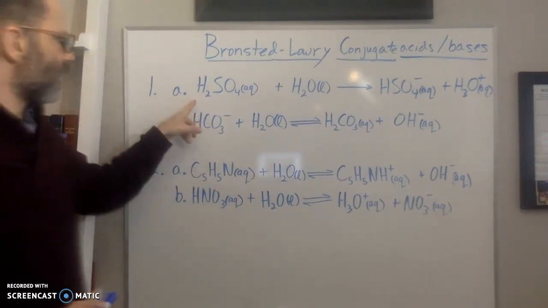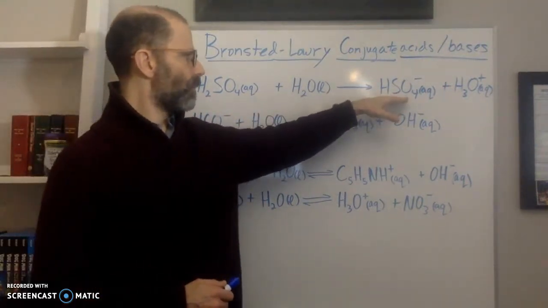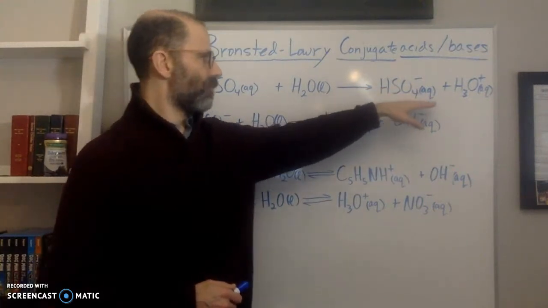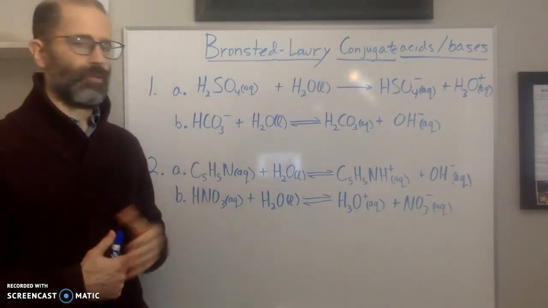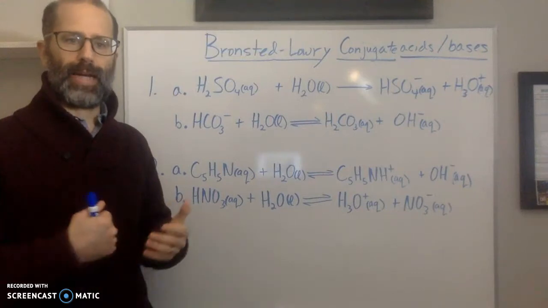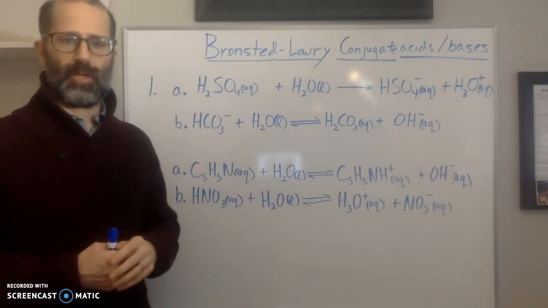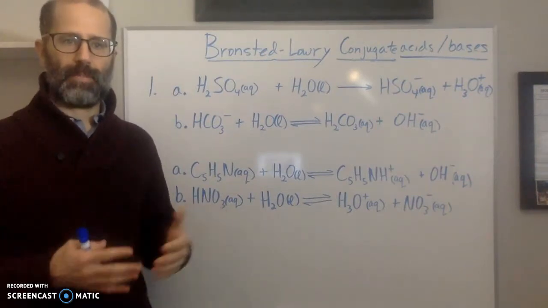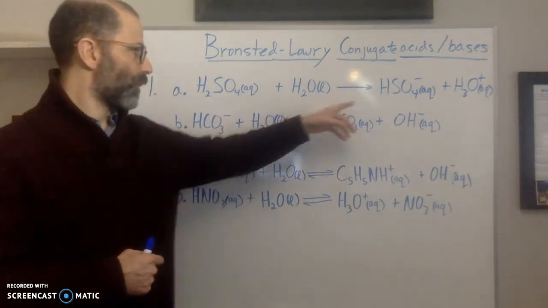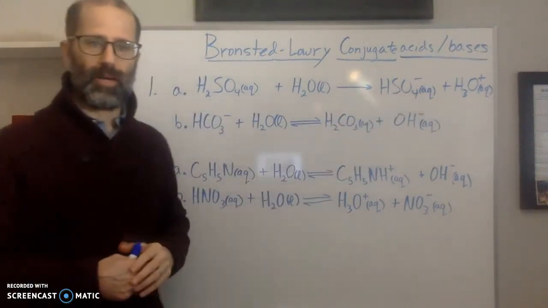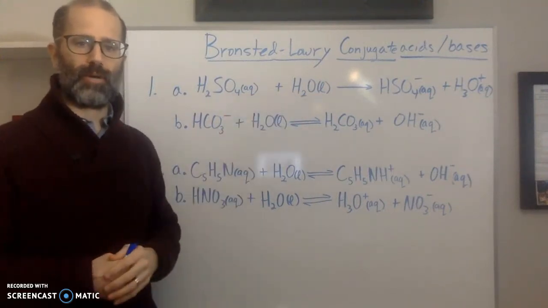Here you have H2SO4, sulfuric acid, reacting with water to form HSO4 minus and your hydronium ion. And in this sort of problem, they're asking you to identify the conjugate acid and base. The thing you need to remember is that when we're talking about the acid and the base, we're only talking about what is a reactant. We're going to refer to these as an acid or a base according to the Bronsted-Lowry definition.